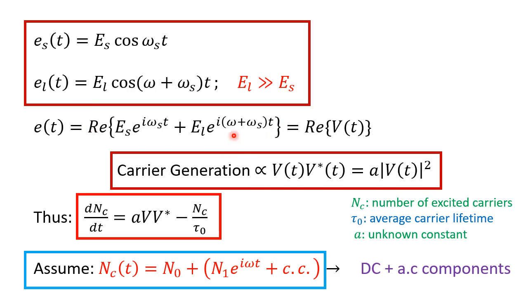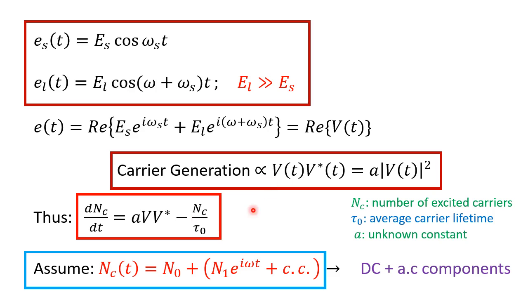You have the ES, which is at exponential minus I omega s t. You have the EL, and you combine these two, and that is your V. So if you look at now the carrier generation, as we know, this is a square law detector. This is simply V times V star, and I'm saying that the carrier generation is proportional to this mod V square. It is equal to an unknown constant, let me call it A, I will fix it later, times mod V of t square, right? So that is going to be my rate at which the carriers are being generated.